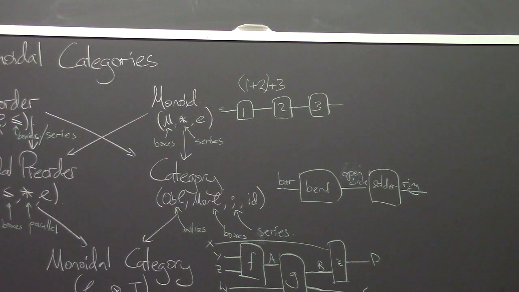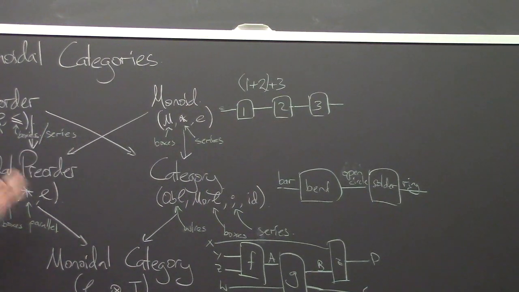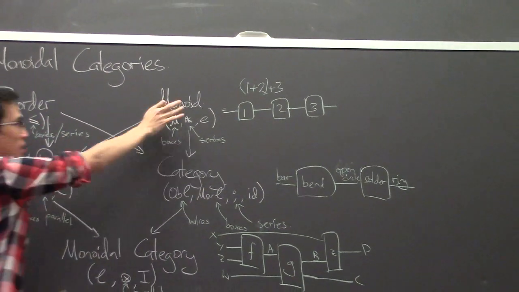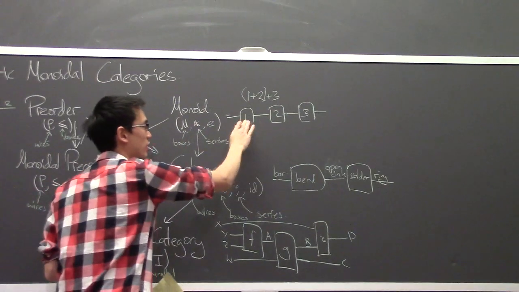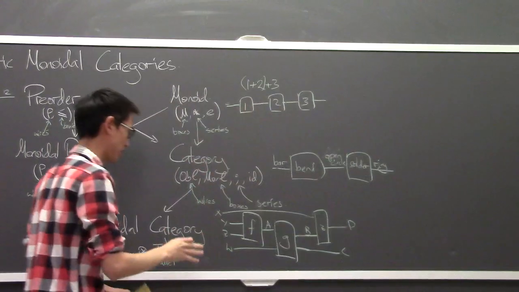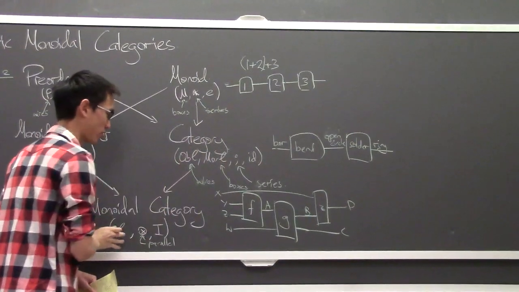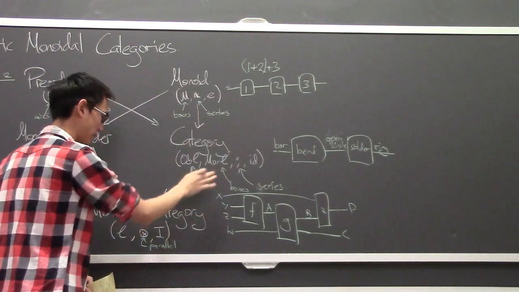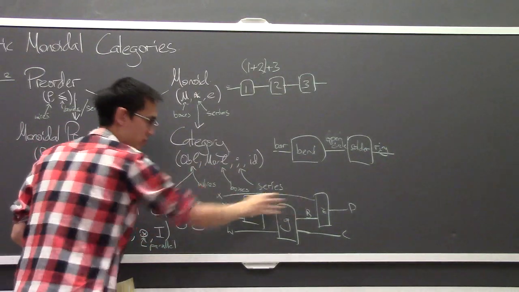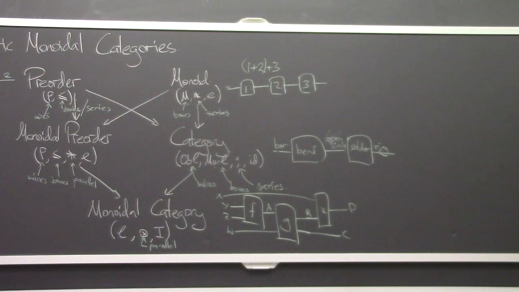So in all of these structures, we specify data. For a monoid, this set gives you the boxes you're allowed to use. Similarly, for our category, this set gives you the wires, and this set, the set of morphisms, gives you the boxes. But we also had axioms that made sure that this data plays nicely together.